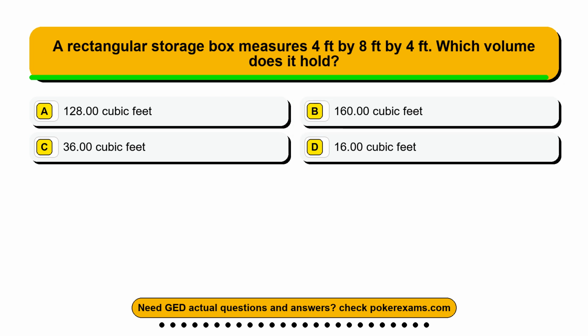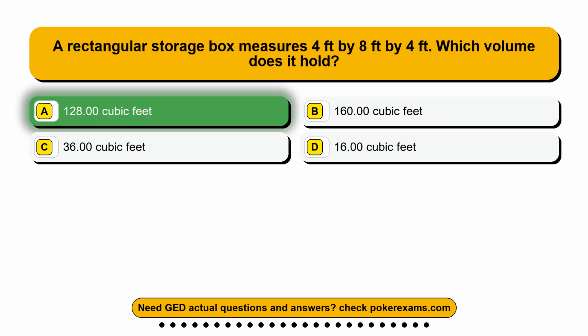Question 17. A rectangular storage box measures 4 feet by 8 feet by 4 feet. Which volume does it hold? Option A, 128.00 cubic feet. Option B, 160.00 cubic feet. Option C, 36.00 cubic feet. Option D, 16.00 cubic feet. The correct answer is option A, 128.00 cubic feet.